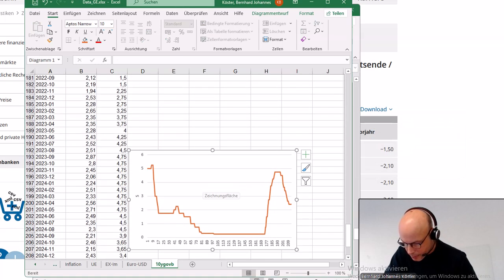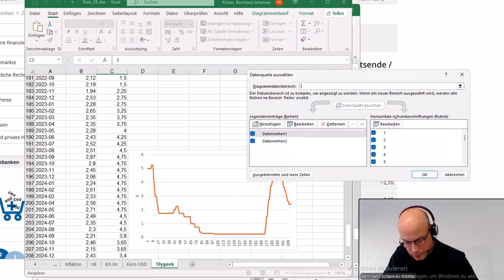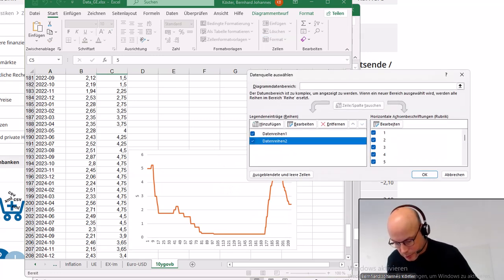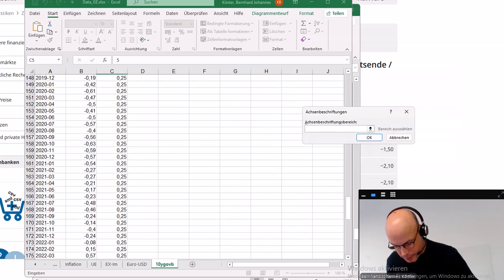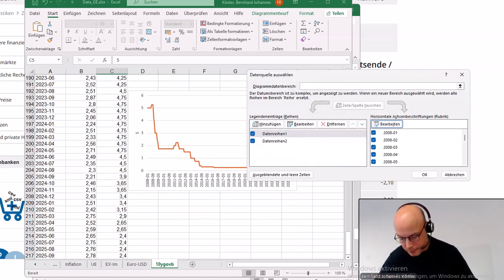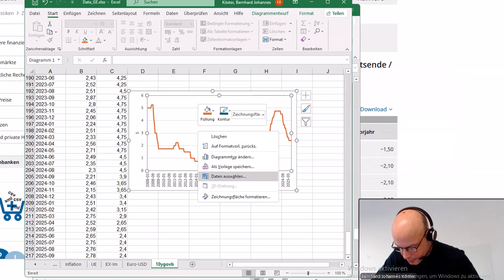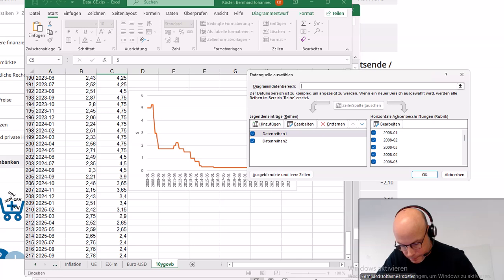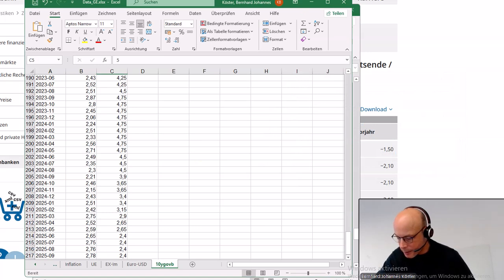Why is this not coming? Data. This should be both, but then this one. Still, I'm puzzled. Where are my other numbers? Not coming. So then let's try it again.